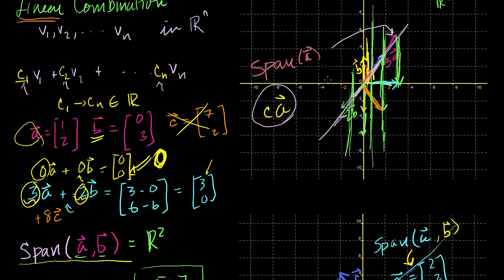You have to have two vectors, and they can't be collinear, in order to span all of R2. And I haven't proven that to you yet. But we saw with this example, if you pick this a and this b, you can represent all of R2 with just these two vectors.